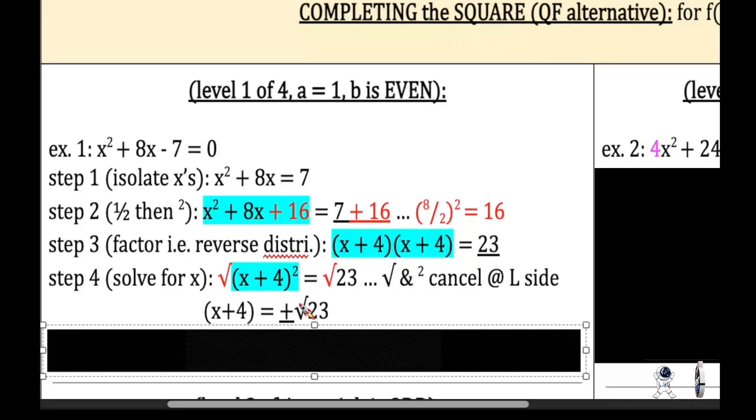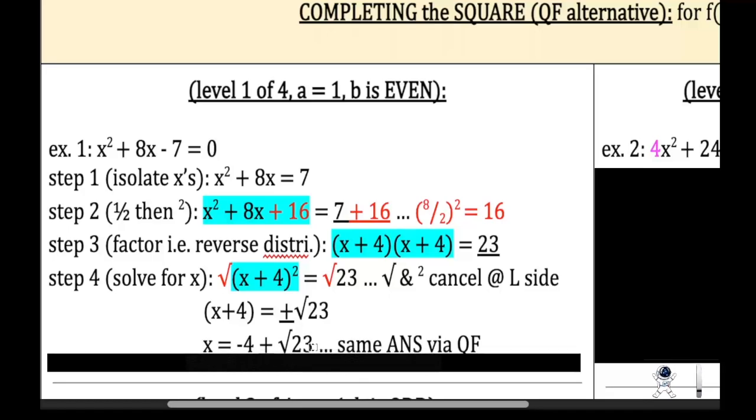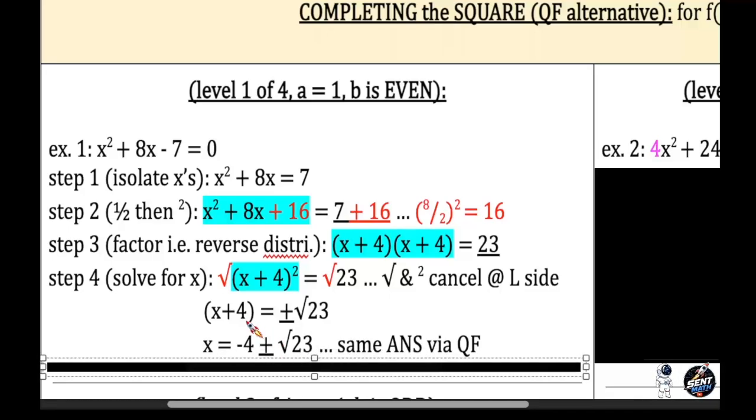And finally, we're going to move the 4 over. We're going to minus 4 to both sides. So I could put the minus 4 here, but I chose to put it over here, okay? And this is the same answer as you would get for quadratic formula.